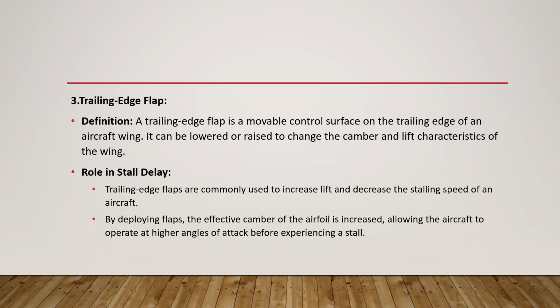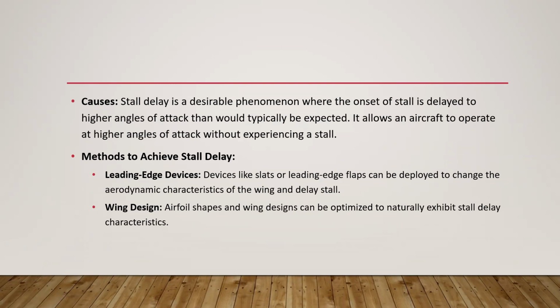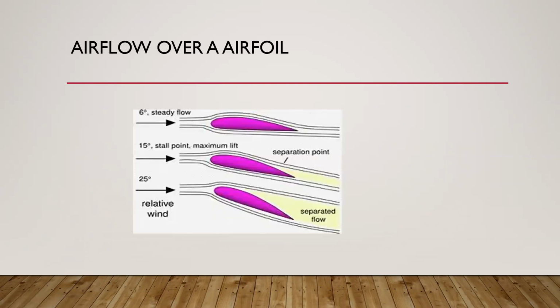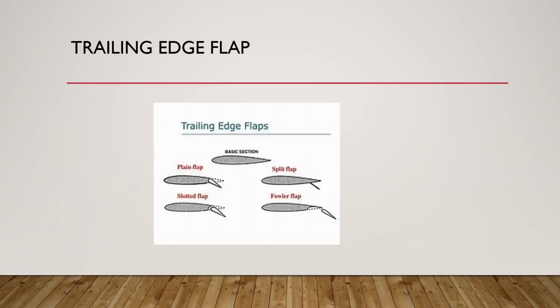Here we have seen the types of stall delay methods: leading edge devices and wing design, leading edge suction, and the trailing edge flap. These are the main methods used for stall delay. Here we can see some pictures of trailing edge flaps. This is the basic airfoil section, which has the trailing edge flap.